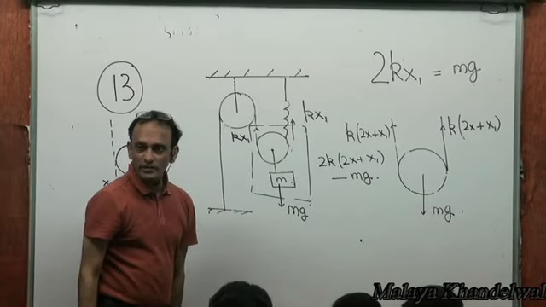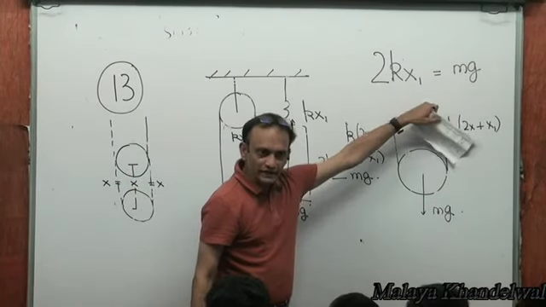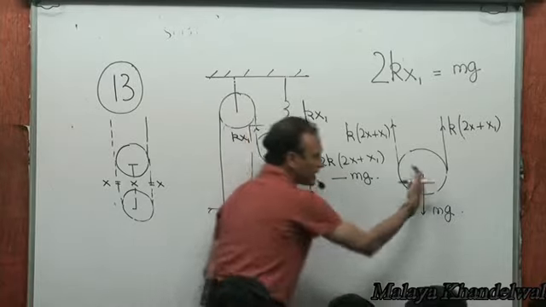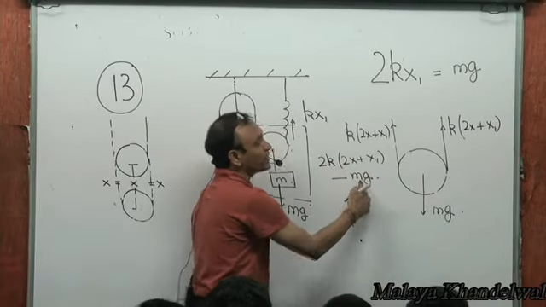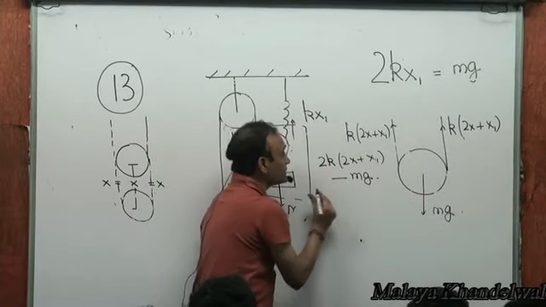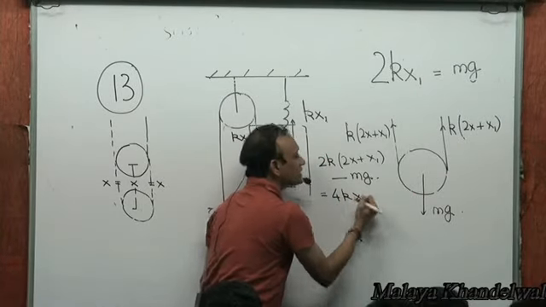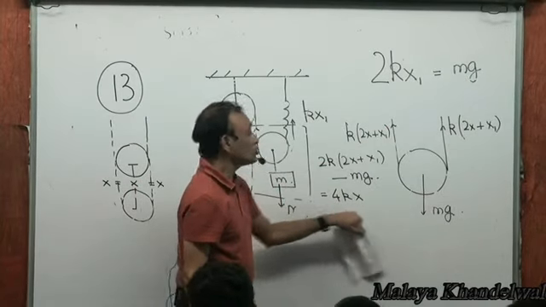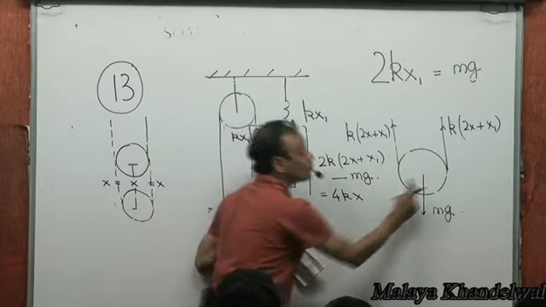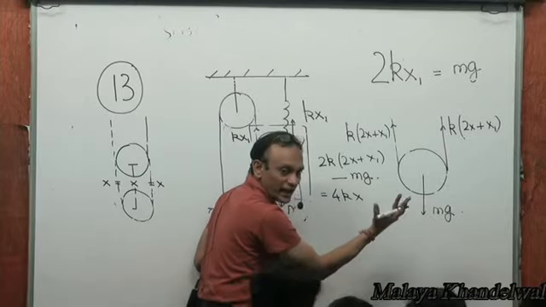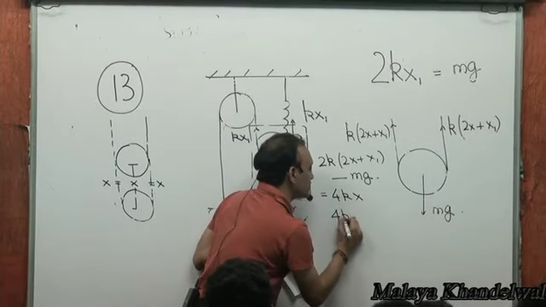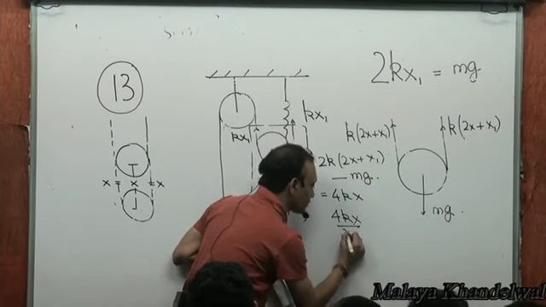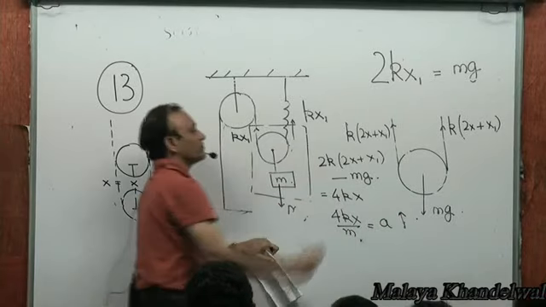Is the net upward force acting on the mass, right? Is the net force acting on the system, mass plus the small pulley? The mass is light anyways. The pulley is light anyways. But 2kx1 will take care of the weight. 2kx1 is equal to mg. That means the net upward force is 4kx, because 2kx1 is equal to mg. Right? So 4kx divided by the mass m will be the acceleration of the mass. 4kx is the net upward force on this unit, and the total mass of this unit is m. So this would be the acceleration upwards of the mass m.